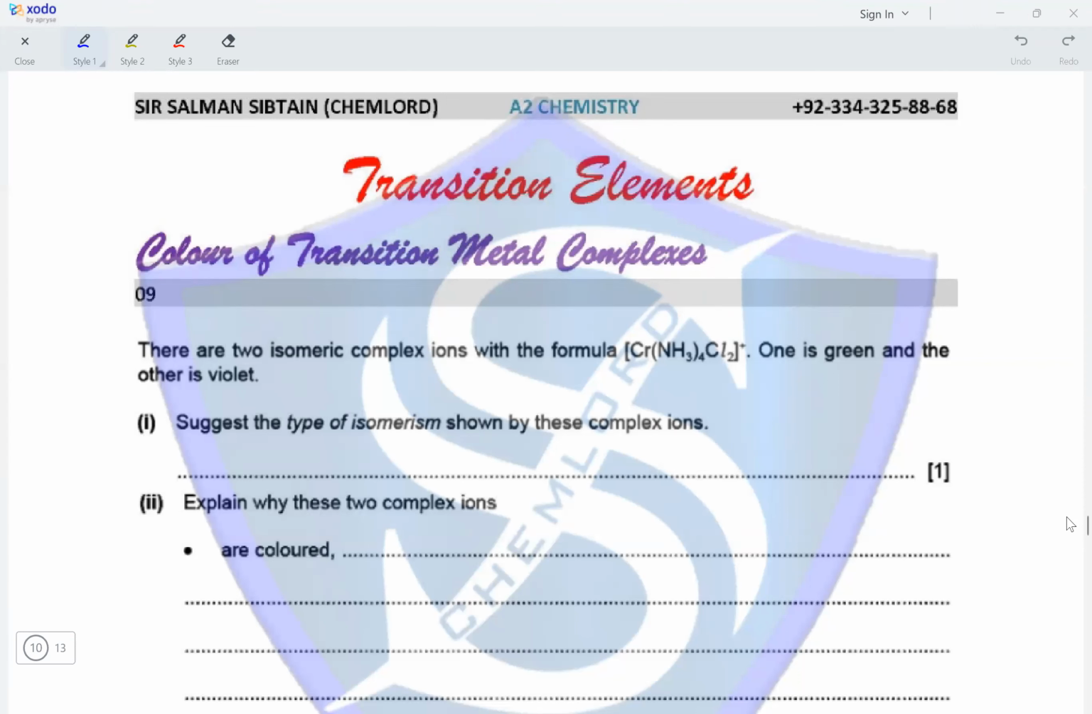Question 9. There are two isomeric complex ions with the formula [Cr(NH3)4Cl2]+. One is green and the other is violet. Suggest the type of isomerism shown by these complex ions. So we have six monodentate ligands, four of which are ammonia and two of which are chloride. So the chloride can be positioned on the adjacent positions on the octahedral complex, making a cis isomer, or they can be placed diagonally opposite to one another, forming the trans isomer. So the type of isomer shown is either cis trans or it is also known as geometrical.